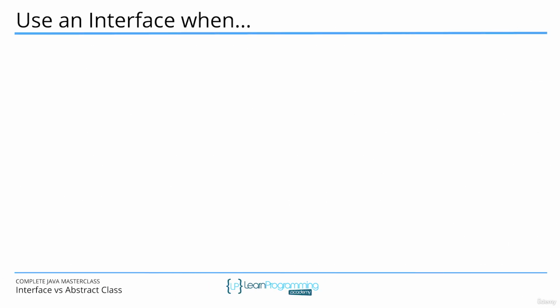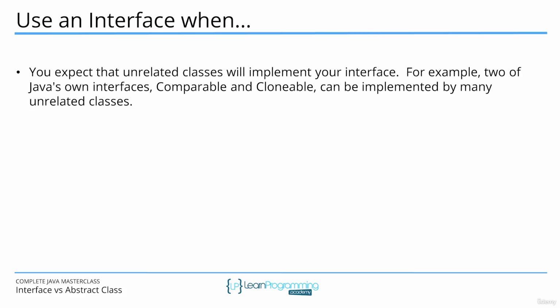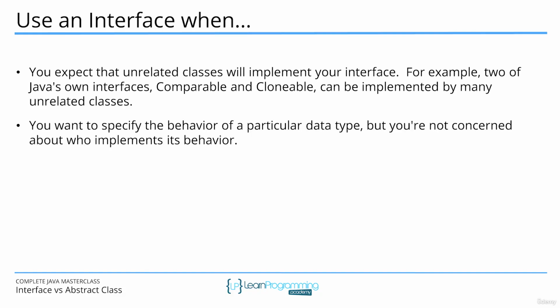So when do you want to use an interface? Well, firstly, when you expect that unrelated classes will implement your interface. For example, two of Java's own interfaces, Comparable and Cloneable, can be implemented by many otherwise unrelated classes. We'll be talking more about Java's provided interfaces in future videos. Another reason to use an interface is when you want to specify the behavior of a particular data type, but you're not concerned about who implements its behavior. Still another reason for using an interface is if you want to separate different behavior.